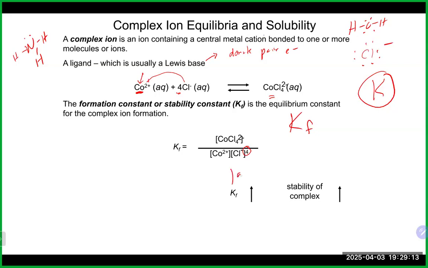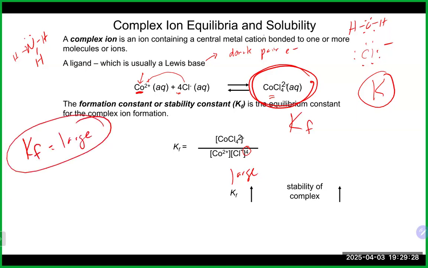Again, a large K value means we mainly have products, and on the product side we have our complex ion. Unlike Ksp, Kf values, as we will see, are typically really large. So Ksp is really small because things are insoluble. Kf values are usually really large, because complex ion formation, if it can happen, it will happen, basically. It is really favored a lot.